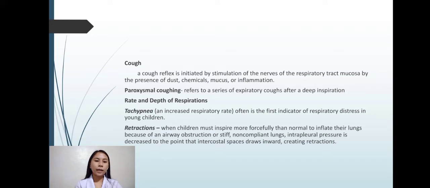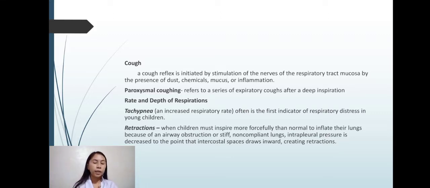And now we have the cough. Cough reflex is initiated by stimulation of the nerves of the respiratory tract mucosa by the presence of dust, chemicals, mucus, or inflammation. Cough can also be a symptom of underlying lung disease such as asthma or cystic fibrosis.